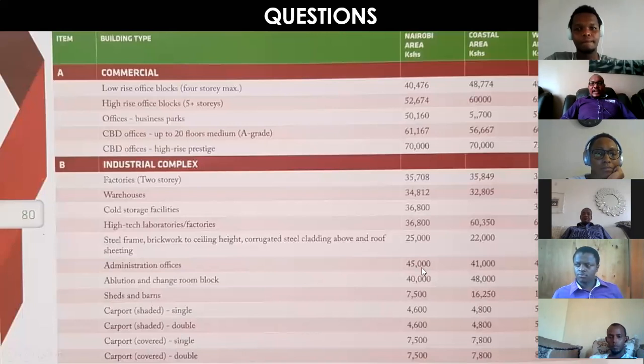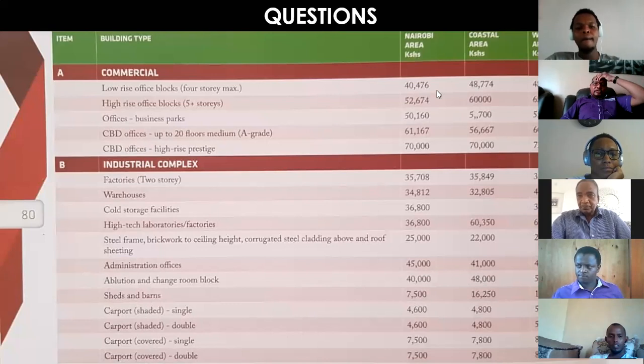And in it, there are various costs for different types of construction projects. And we've looked also at different areas. So for instance, the first one here you're seeing is commercial projects. And for commercial projects, you're looking at Nairobi area, coastal area, and Western area and Rift Valley. So different types of construction.